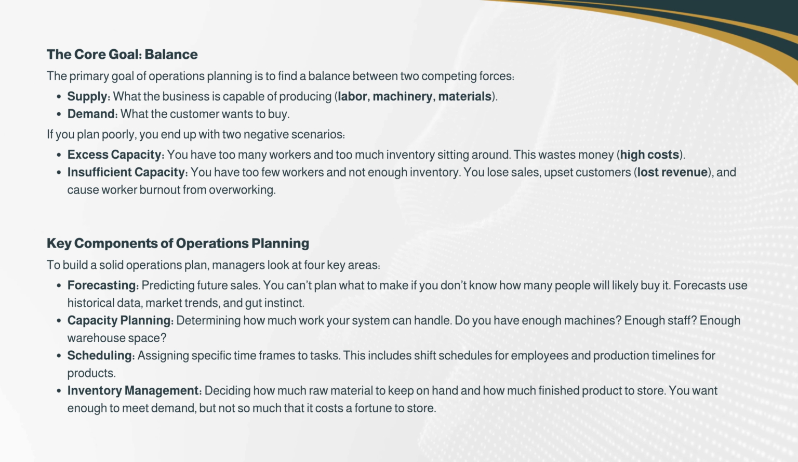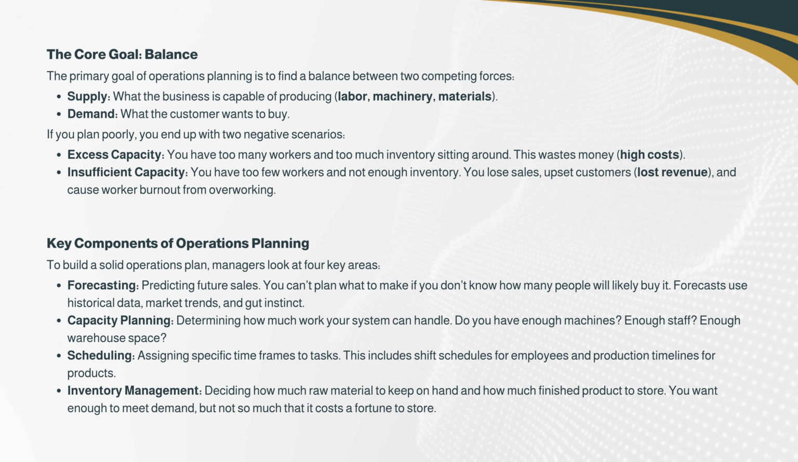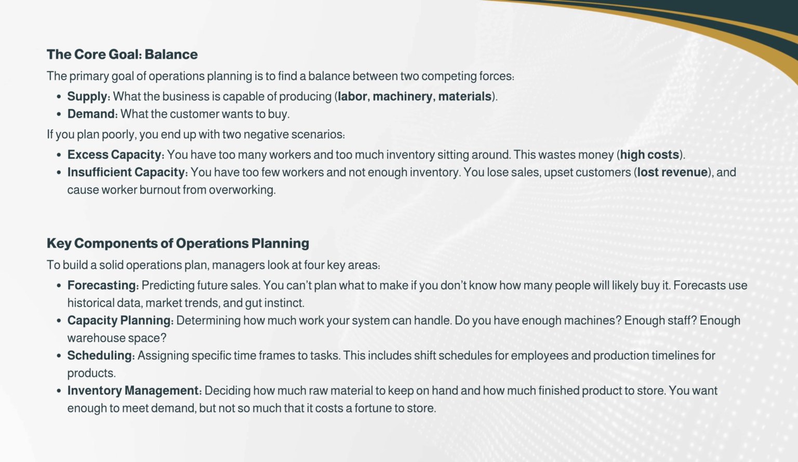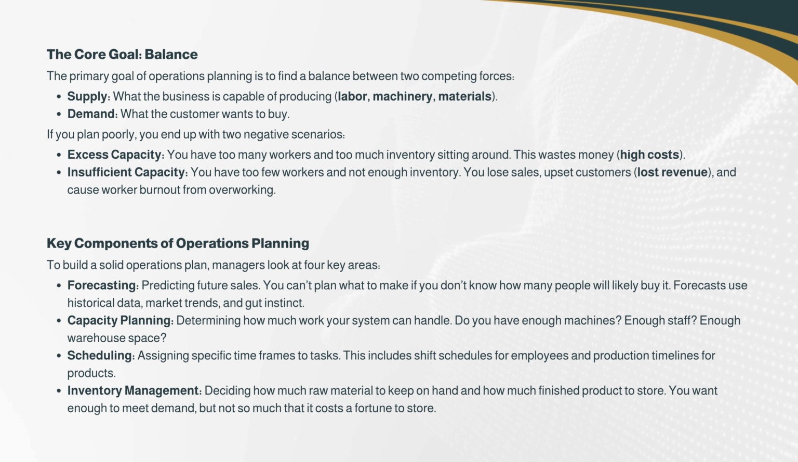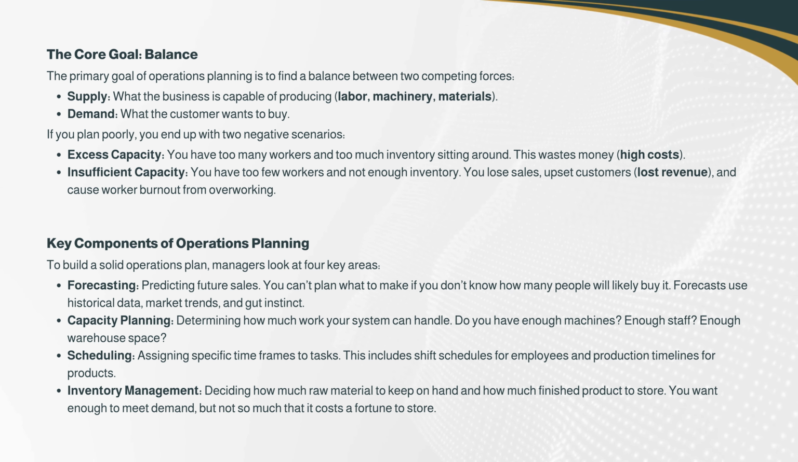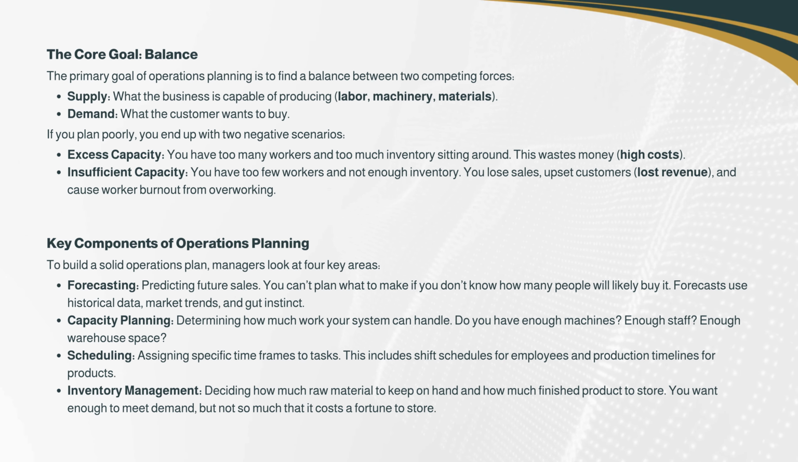Scheduling. Assigning specific time frames to tasks. This includes shift schedules for employees and production timelines for products. Inventory management. Deciding how much raw material to keep on hand and how much finished product to store. You want enough to meet demand, but not so much that it costs a fortune to store.